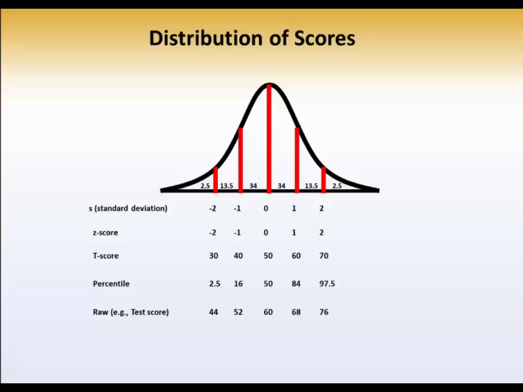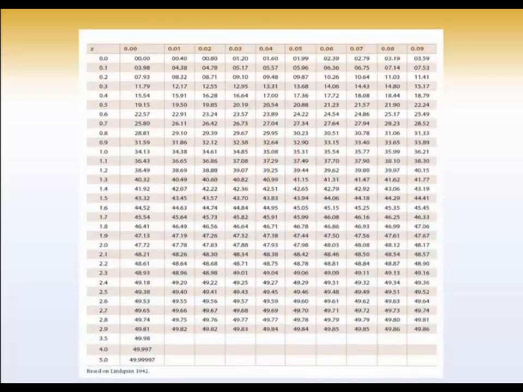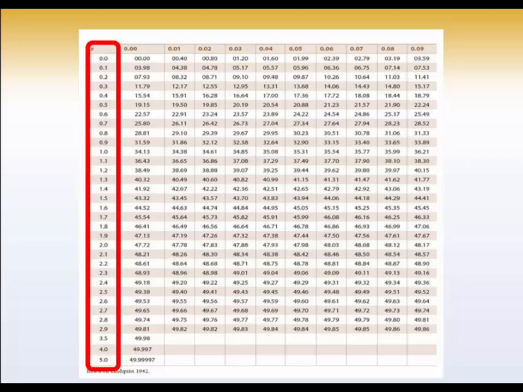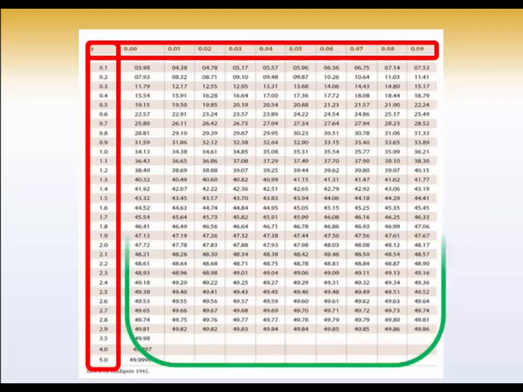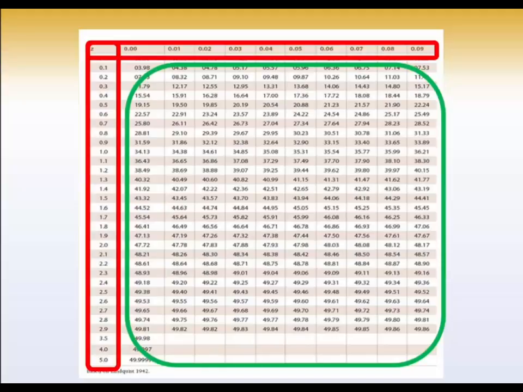Using that information and the associated z-table, we can learn a great deal about percentiles and percentages around a particular value. So for example, returning again to our z-table, the numbers down the left are z-scores in whole numbers and tenths. The numbers across the top are z-scores in hundredths, and the numbers in the body of the table are percentages between the mean and any given standard deviation value.